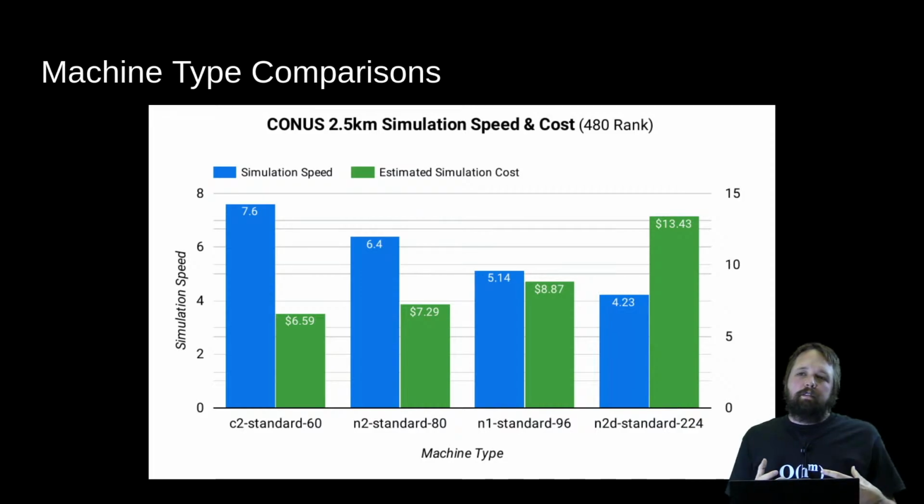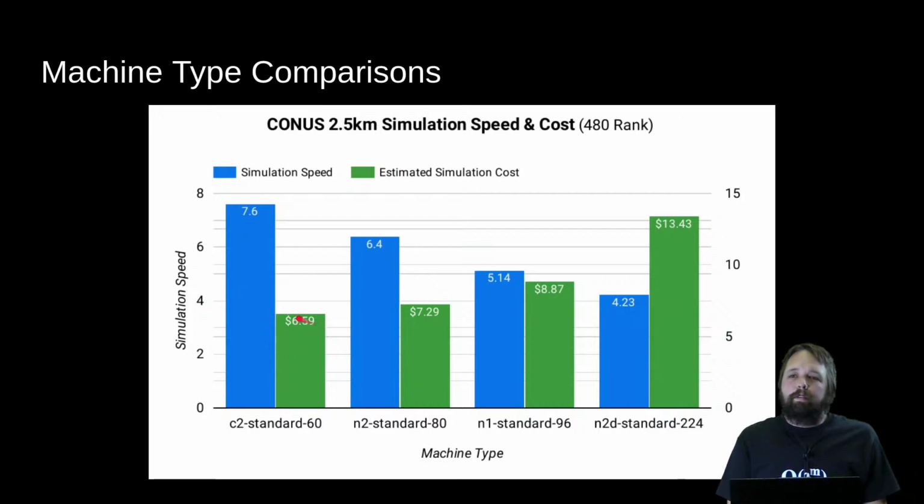And we essentially ran through a bunch of different configurations with the CONUS 2.5 kilometer benchmark running for a 6-hour forecast using 480 ranks. We played a lot with the affinity and all these things, and what I'm showing you here is the runs for each of the machine types that give us the best speed and the lowest cost for each category. Now, of course, if you compare these, the C2 standards obviously have the highest speed for this particular configuration, coming in about 7.6 times faster than reality.